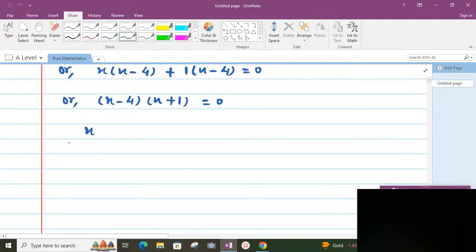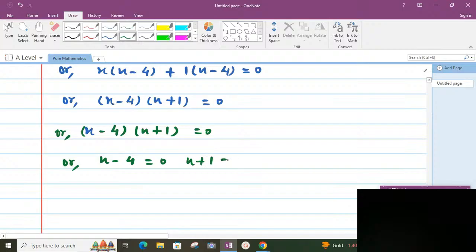So we take x minus 4 and here will be x minus 4 into x plus 1 equal to 0. So the next step here will be x minus 4 equal to 0 and x plus 1 equal to 0. Therefore, the final step here will be x equal to 4 and x equal to minus 1.